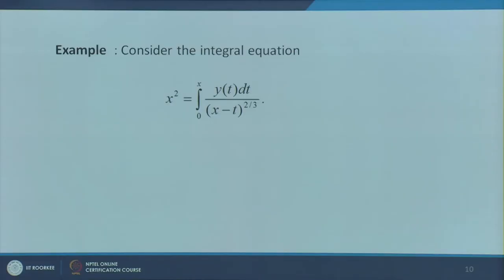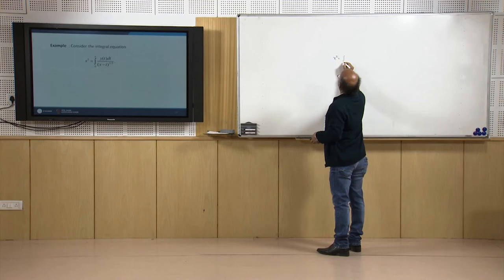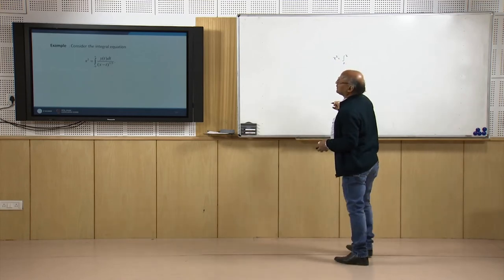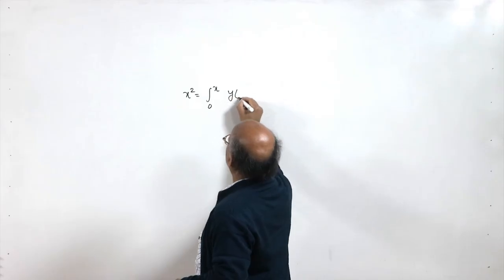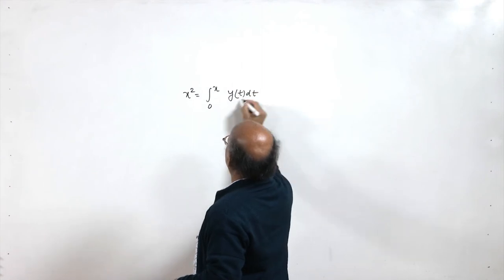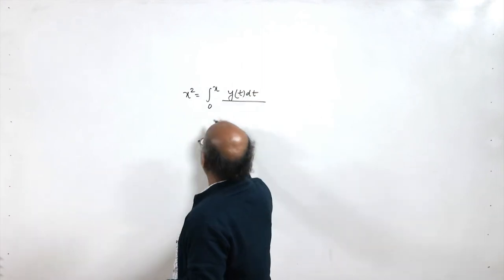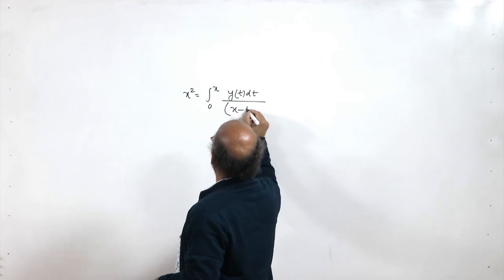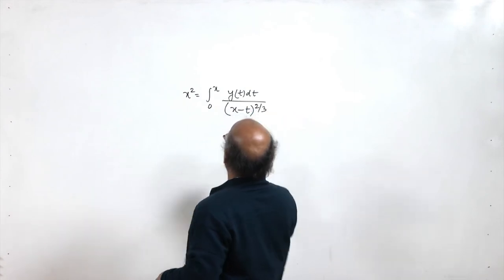Let us discuss one more example on Cauchy integral equation. Let us consider x square equal to integral 0 to x y t dt over x minus t raised to the power 2 by 3.